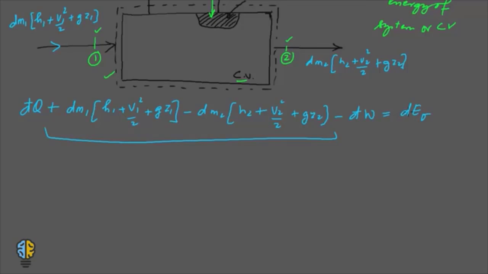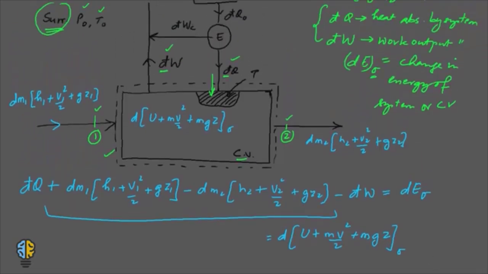Now dE sigma is the change in energy of the system, which is given as d of u plus mv square by 2 plus m into g into z, and this is for the control volume, which is represented by the symbol sigma. This can be further written as d of u plus mv square by 2 plus mgz for the control volume sigma.